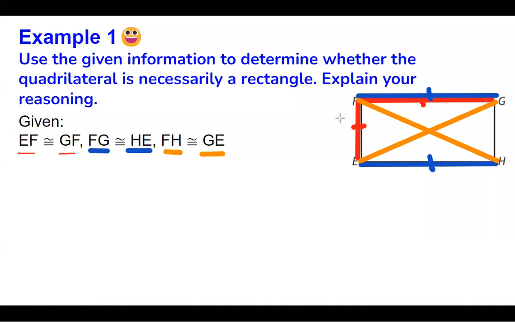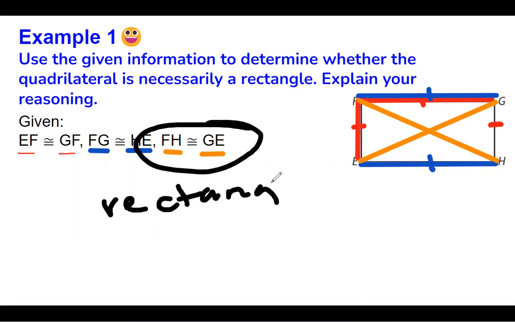Yes, it is. As long as we can prove that it's a parallelogram, we have opposite sides congruent. So we have these two sides congruent, these two sides congruent, and we have also the diagonals congruent. So therefore, by side, we can go ahead and prove that the triangles that they construct are congruent. Rectangle. Check mark. All right.